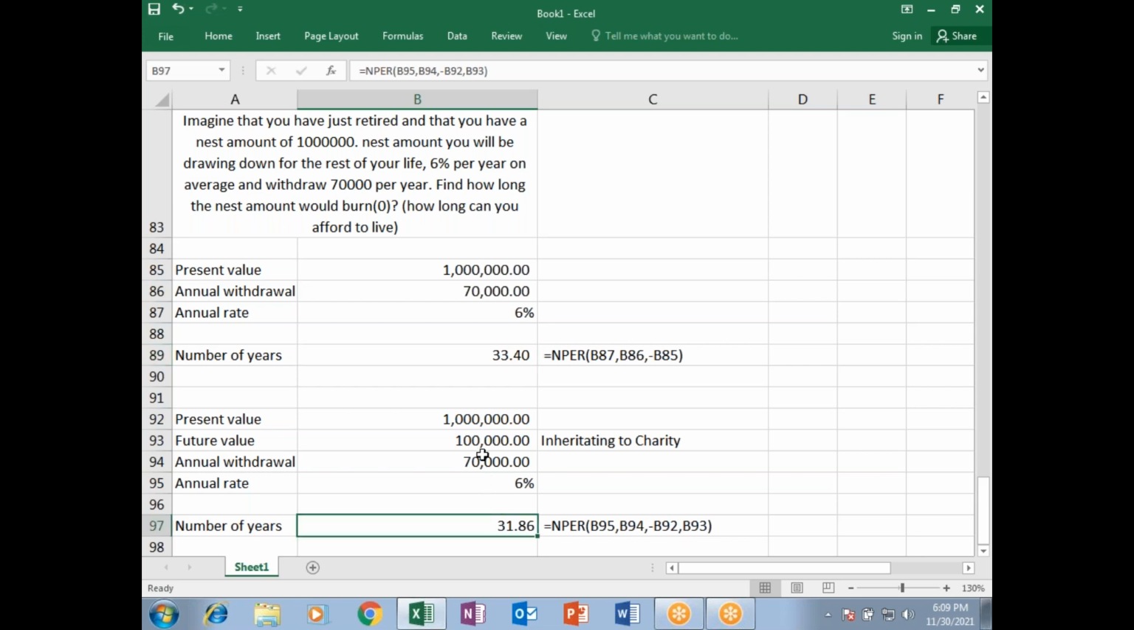But if I bequeath the amount of 1 lakh to the charity in a favorable scenario, and I withdraw the 70,000, what would be the number of years I can live? So that future value of 1 lakh I'm giving to the charity has also been included. When I include that, what will be the number of years I can survive? So that is 31 years, as represented. Okay, understood?